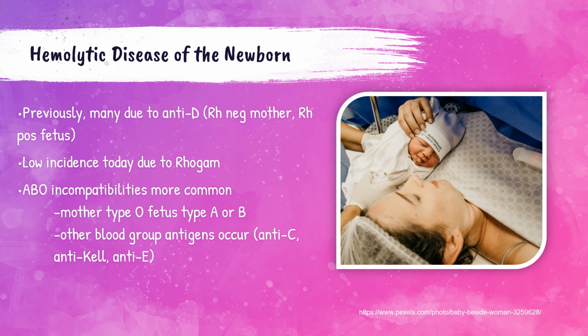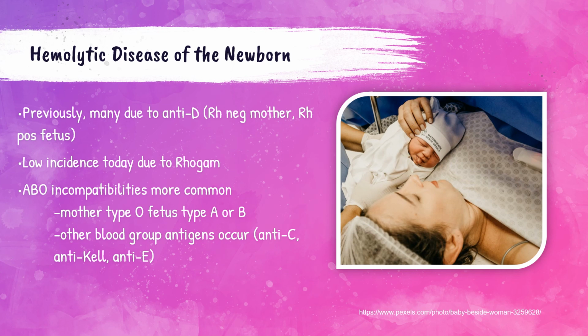Because of the development of RhoGAM, the most common cause of hemolytic disease of the newborn now is due to ABO incompatibilities between the mother and her fetus. So for example, a mother who is group O and a fetus who is group A or group B. The mother is going to have naturally occurring anti-A and anti-B antibodies because her blood group is type O. Those anti-A or anti-B antibodies can attack the group A or group B blood of the fetus, causing the hemolytic anemia. So that is now the most common reason for this, although other antibodies can cause this.